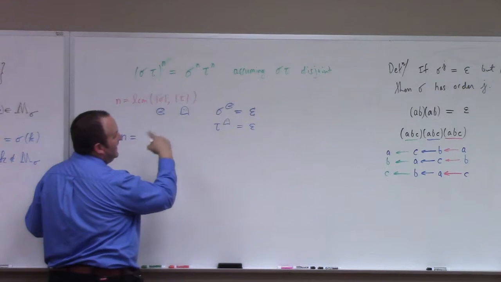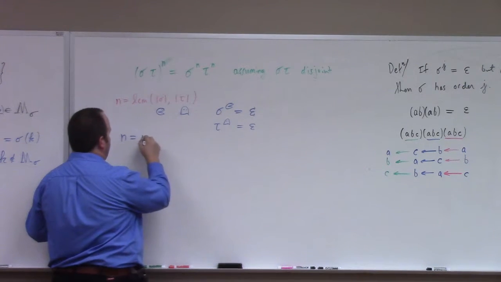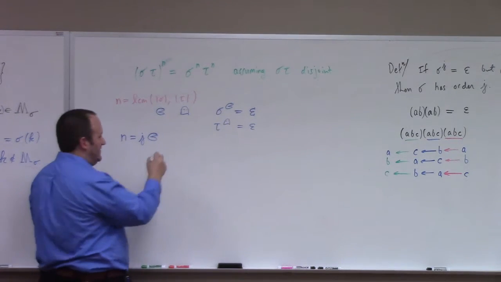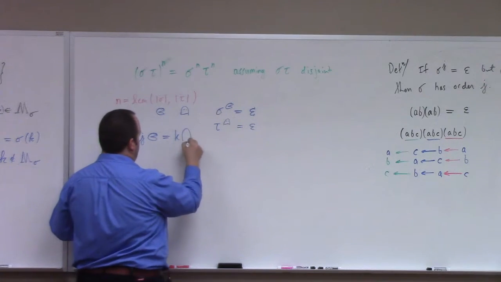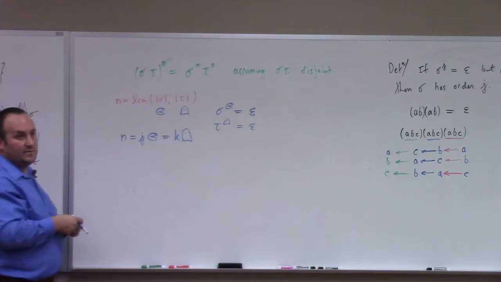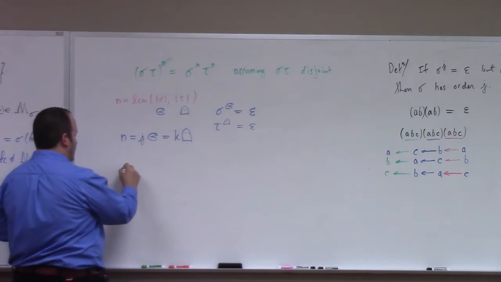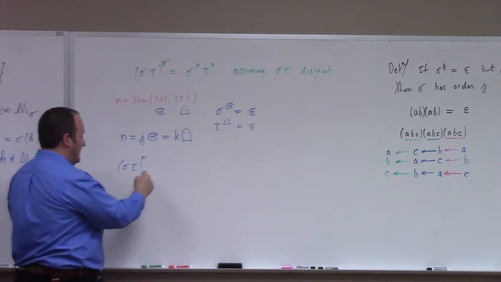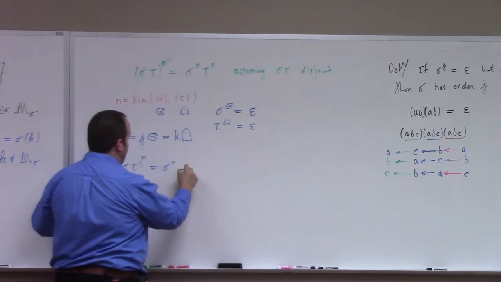I guess I haven't used J in this discussion yet. So on the one hand, N is J times Pac-Man, right? But on the other hand, it's also K times Ghost. It's a common multiple. So when you calculate sigma tau to the N, you get sigma to the N, tau to the N.